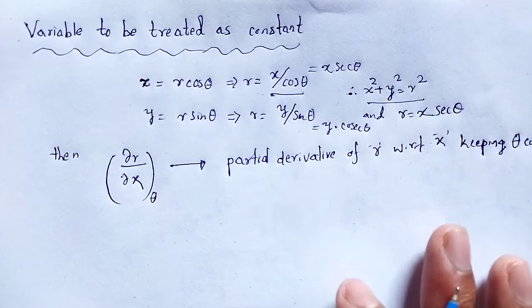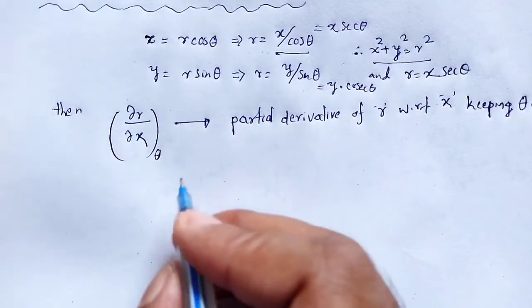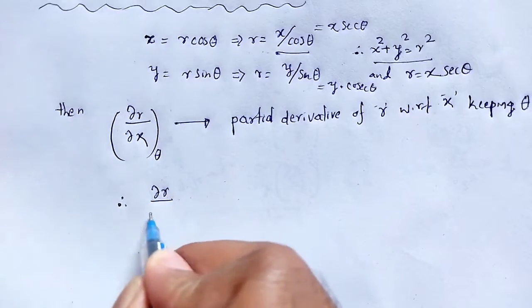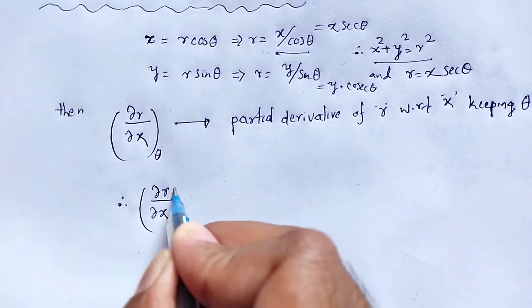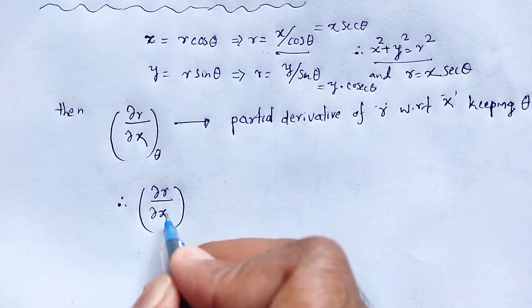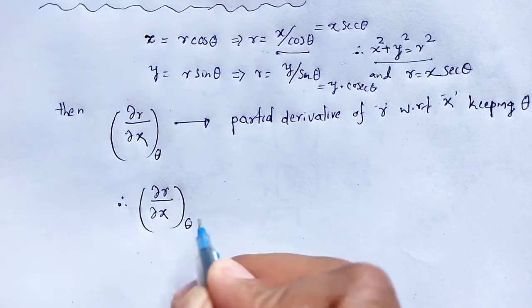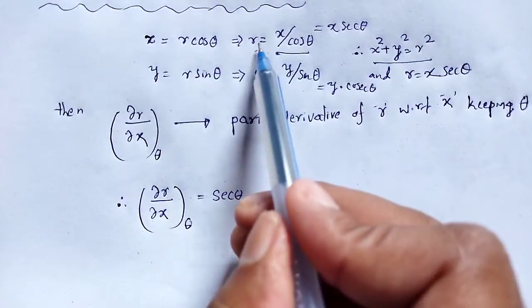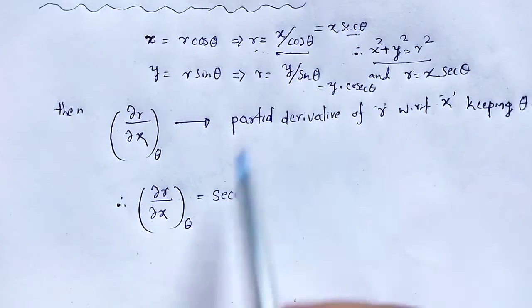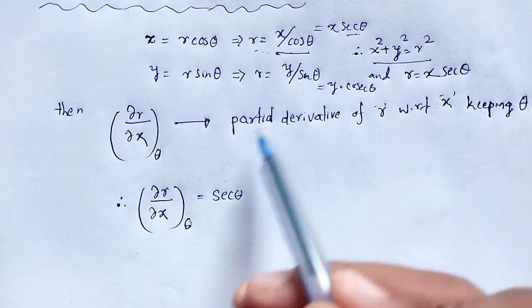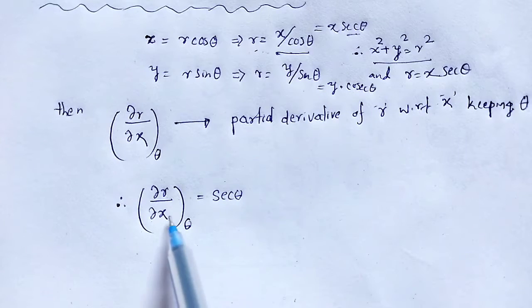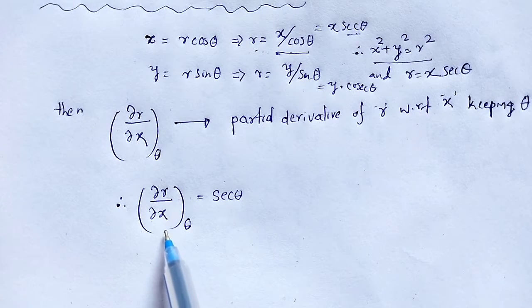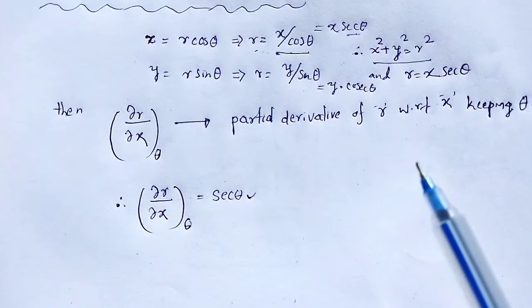So let us find out the differentiation. Therefore, we differentiate del r by del x, that is the partial derivative of r with respect to x, whereas theta is constant. We write r as x sec theta, with theta as constant, that means sec theta into del x by del x, which is equal to 1. So the partial derivative of r with respect to x when theta is constant is equal to sec theta.